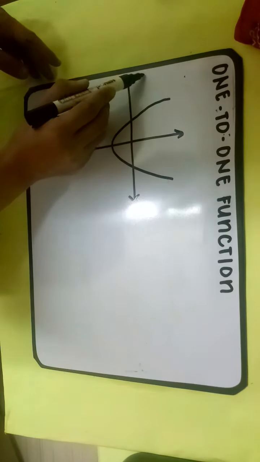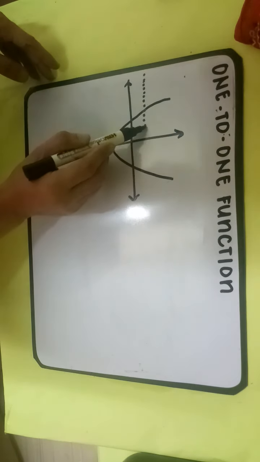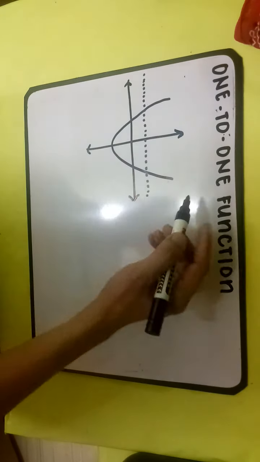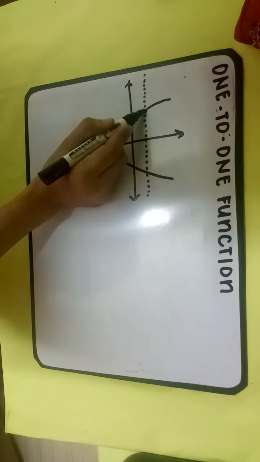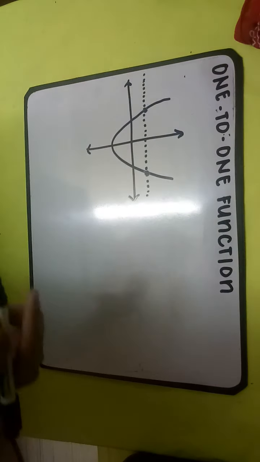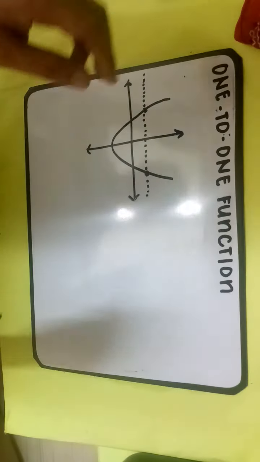But if we apply the horizontal line test, for example, this is the horizontal line, so it intersects the parabola twice. So here and here. So it means that is not a one-to-one function.